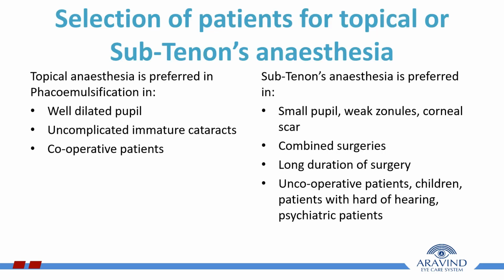Selection of patients for topical or subtenon anesthesia. Topical anesthesia is preferred in phacoemulsification in well-dilated pupil, uncomplicated immature cataracts, and cooperative patients. Subtenon anesthesia is preferred in small pupil, weak zonules, corneal scar, combined surgeries, long duration of surgery, and uncooperative patients, children, patients who are hard of hearing, and psychiatric patients.